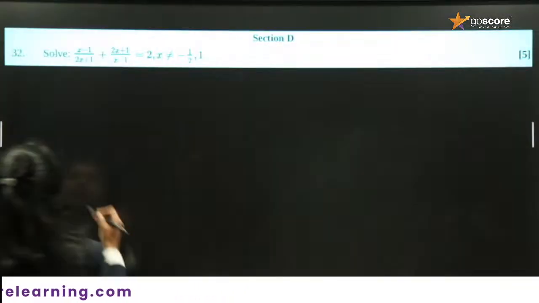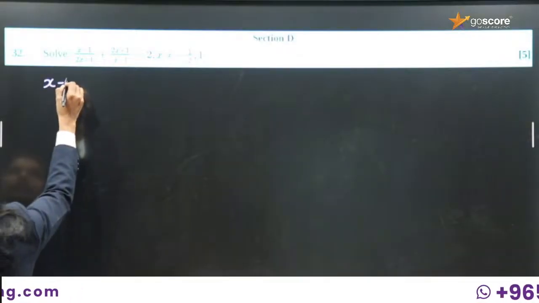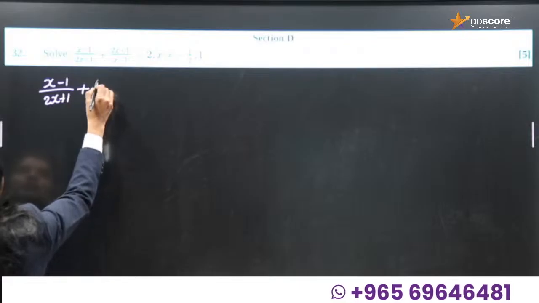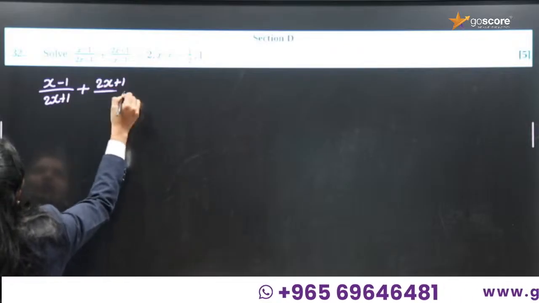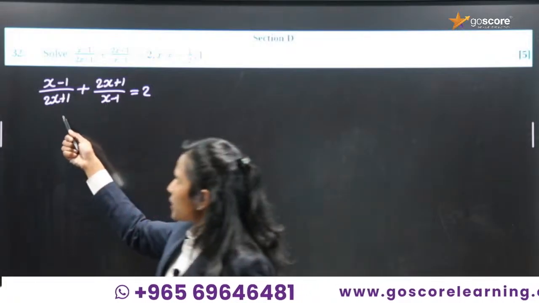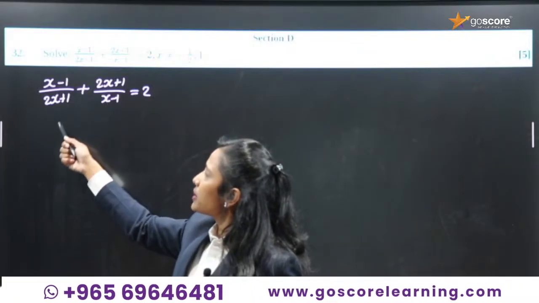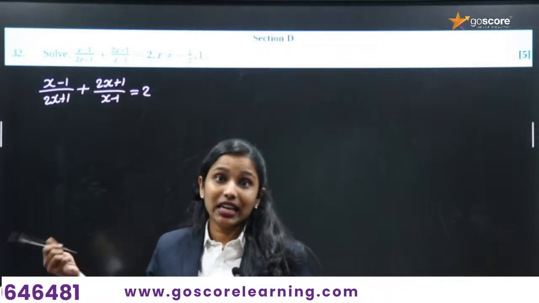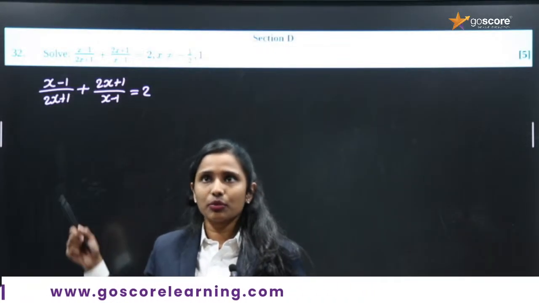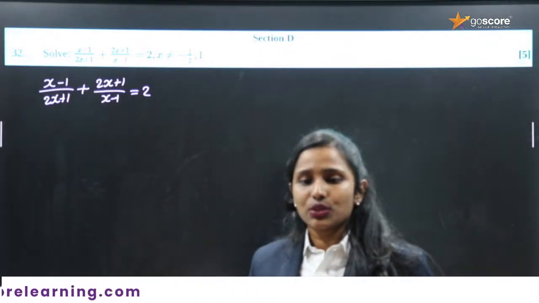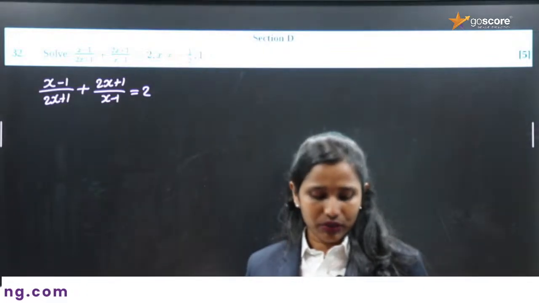So check the equation given. The equation is (x minus 1) divided by (2x plus 1) plus (2x plus 1) divided by (x minus 1) equal to 2. That is the first one, (x minus 1) divided by (2x plus 1). And the second one is its inverse. The numerator is becoming the denominator and the denominator is becoming the numerator. So can we use that idea?